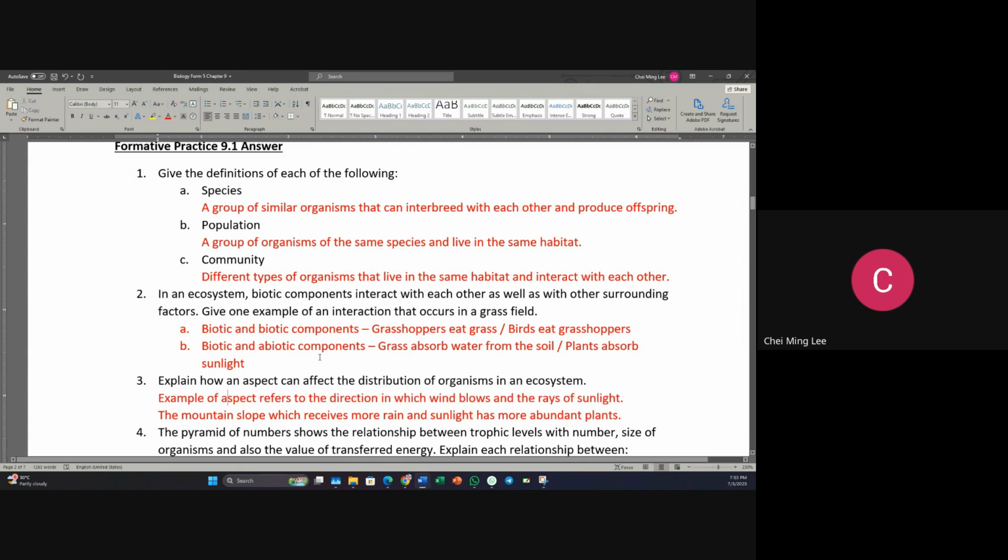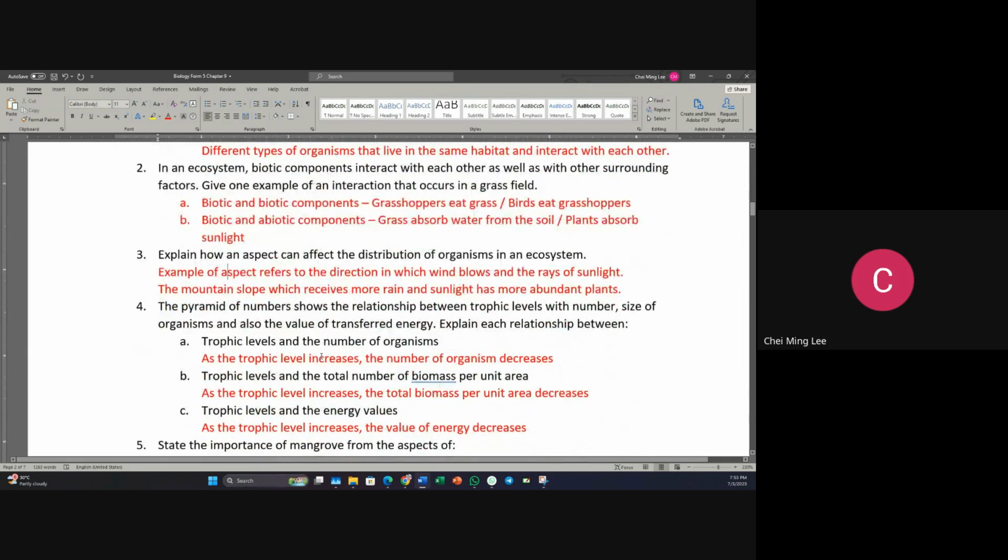Like that. And number 4, the pyramid of numbers shows the relationship between trophic level and number, size of organism, and also the value of transferred energy. Explain each relationship. As trophic level increases, the number of organisms decreases. As trophic level increases, the biomass per unit area decreases. As trophic level increases, the value of energy decreases.